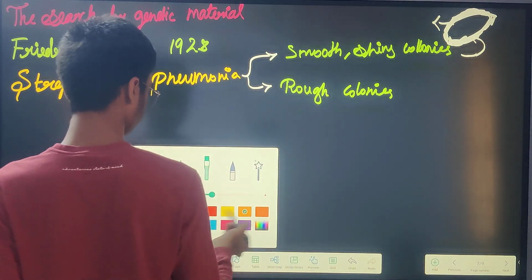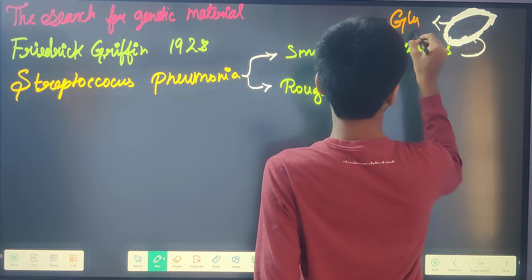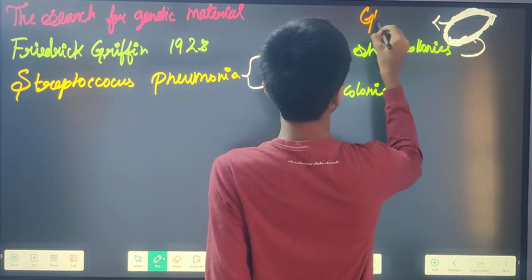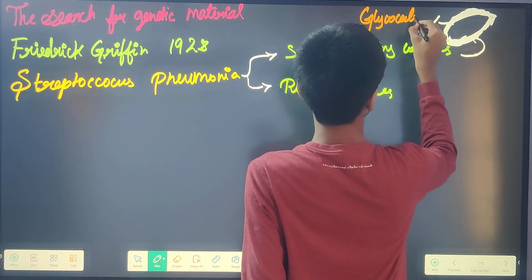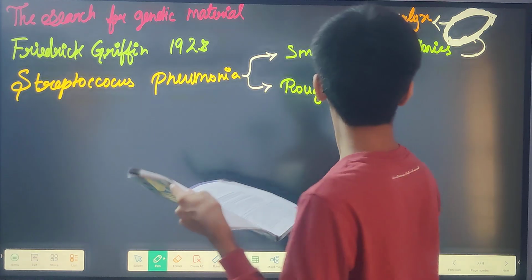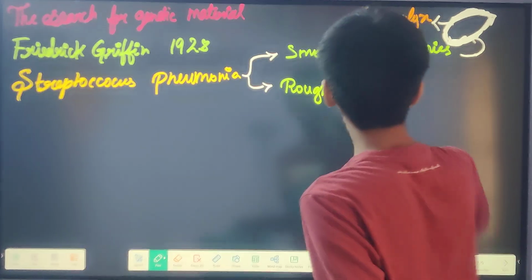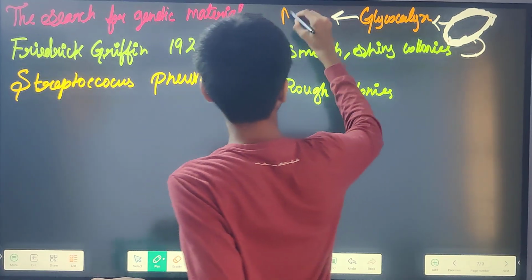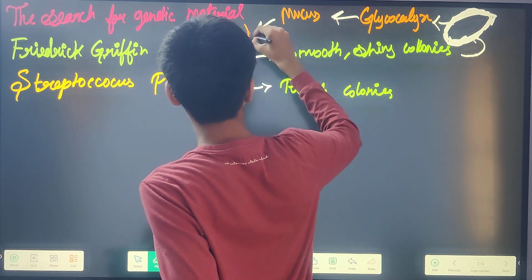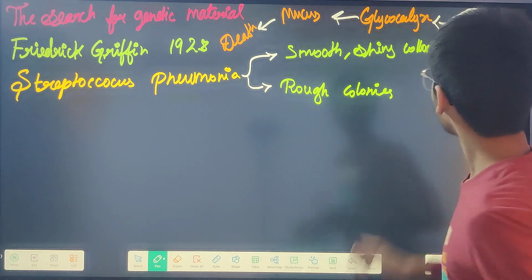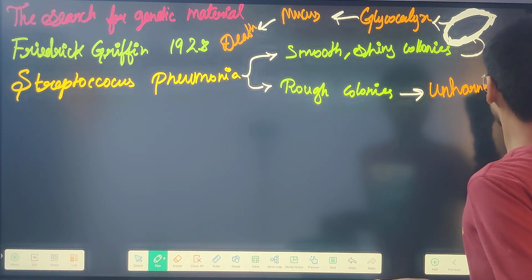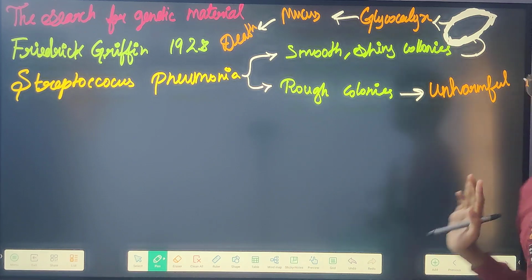Glycocalyx. Spelling is correct, huh? Okay, it's correct. So this glycocalyx forms mucus, which causes death. Whereas the rough type is unharmful.